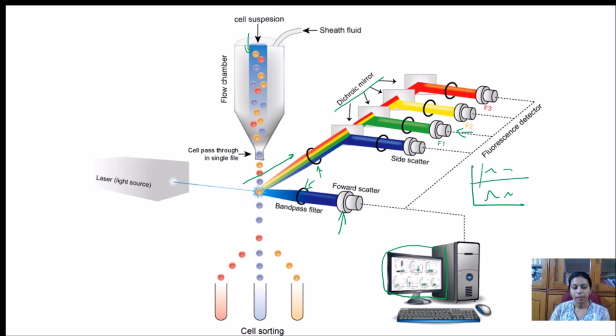So with the help of FACS we can analyze the size, shape, and complexity of the cell, as well as sort the cells on the basis of charge, negative or positive, or neutral. So we can do all these things with the help of FACS. So these were about the FACS.